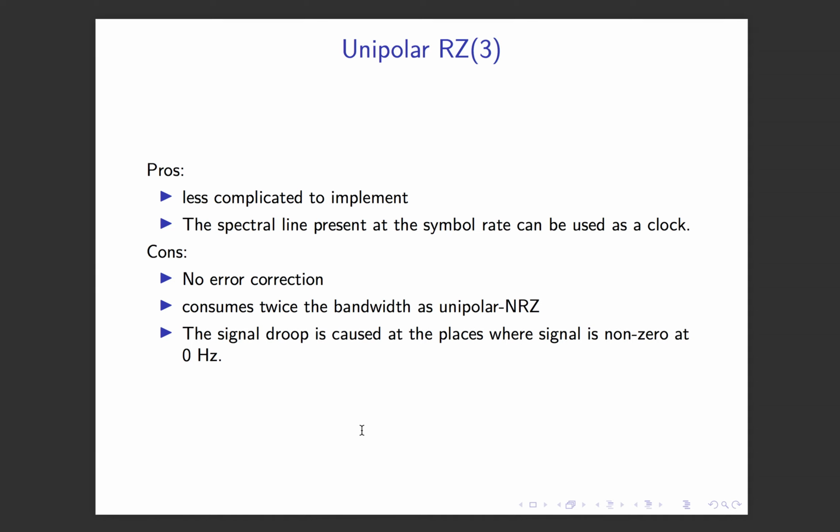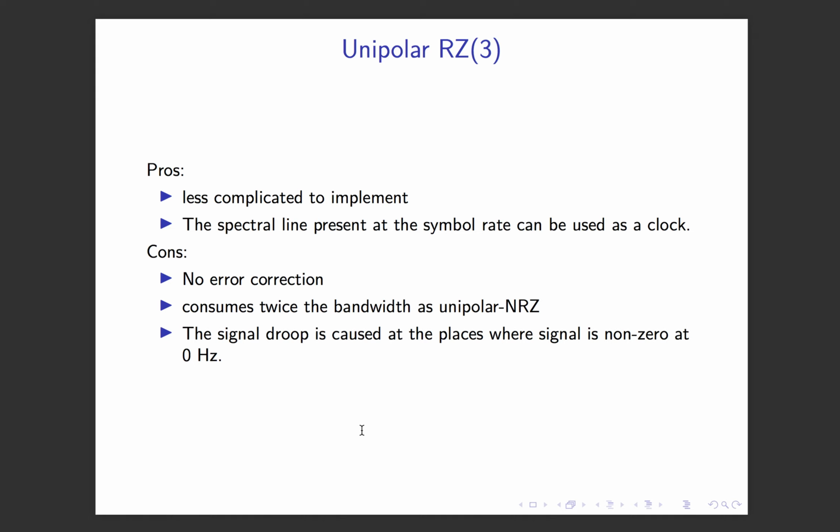So now there are again the pros and cons of the unipolar RZ. As NRZ and RZ are both of the same class of line encoding schemes, they have the same or nearly the same set of pros and cons. So I am not going to talk about the pros more because it's again the same. It is less complicated to implement, and there are some spectral lines at the symbol rate which can be used as a clock. Okay, and the unique drawback of this scheme is that it consumes double the bandwidth of the unipolar NRZ.